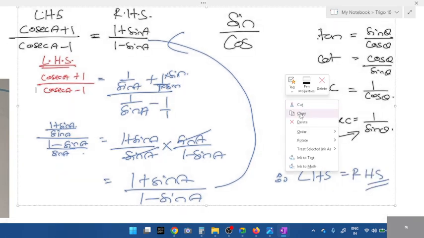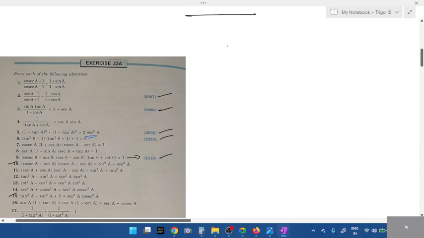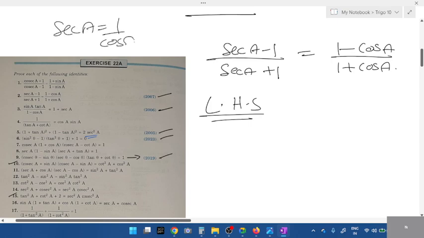Shall we do the next one? All of you have done, right? Next question. Sec A minus 1 over sec A plus 1. Copy the question. Which side shall we take, left hand side or right hand side? We'll take the left hand side, LHS. What do you convert sec into? You have to convert it into sine and cos. Sec is equal to 1 by cos. You all try this. Take 1 by cos and take the LCM.